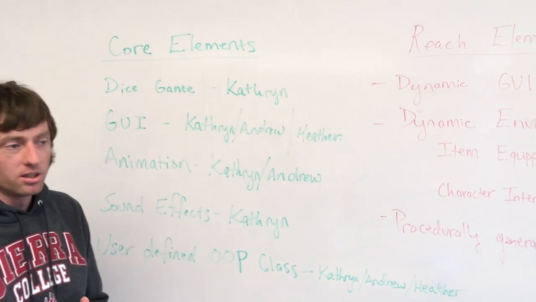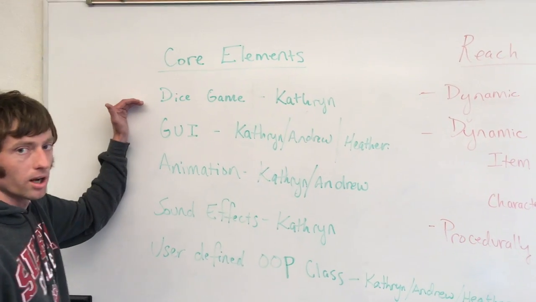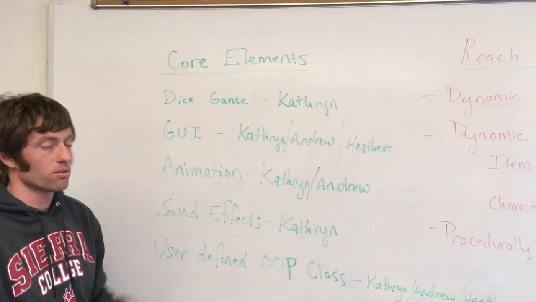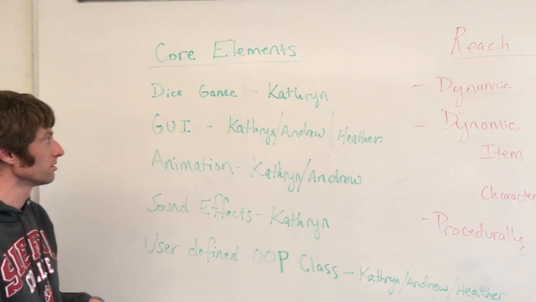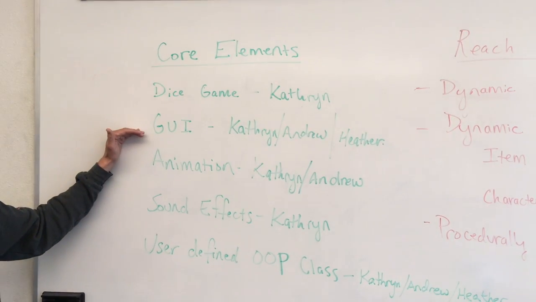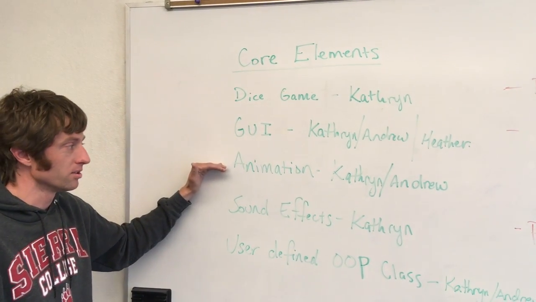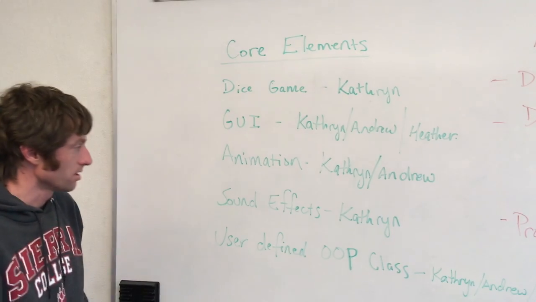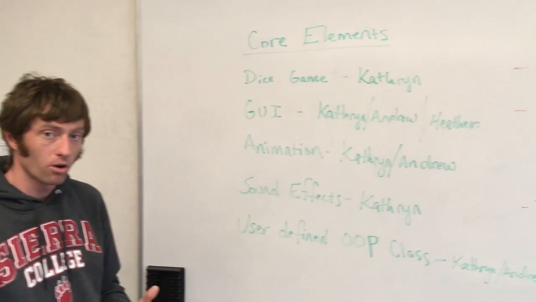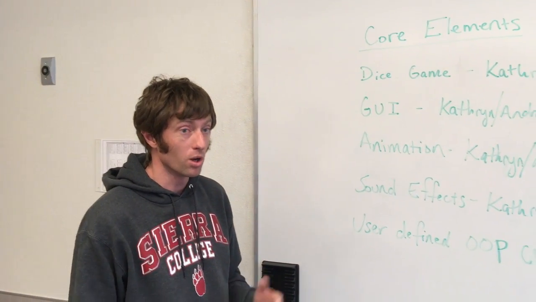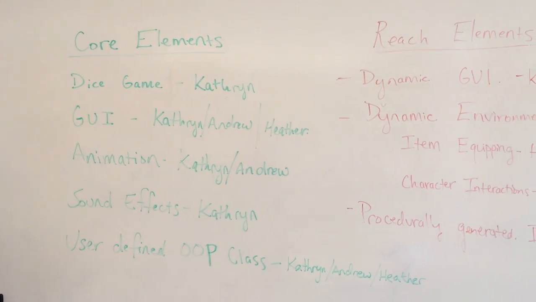The responsibilities were defined as follows for both the core and the reach elements. The core elements, the dice game, Catherine took the lead on actually generating the dice algorithm to roll the dice. The GUI, we all worked as a team to develop the different components of the GUI. Animation was Catherine and myself. Sound effects were Catherine, and user-defined object-oriented programming class was everybody. We all had to use the custom classes to finish and complete the project.